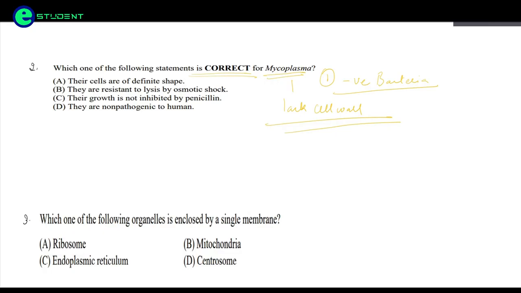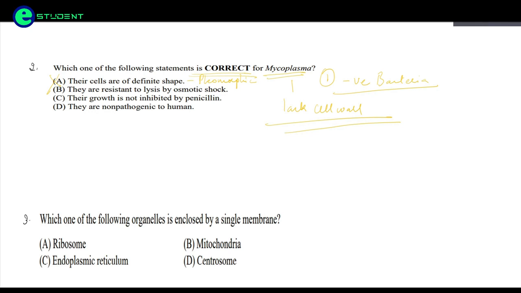So, their cell walls are of definite shape. This is absolutely wrong because mycoplasma never have a definite shape. They are pleomorphic. So what is pleomorphic? They keep on changing their shapes. At one time they are in a spherical shape, sometimes they are in another shape. So they are not of a defined shape.